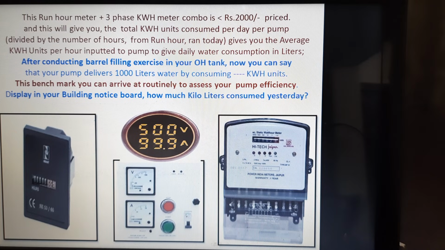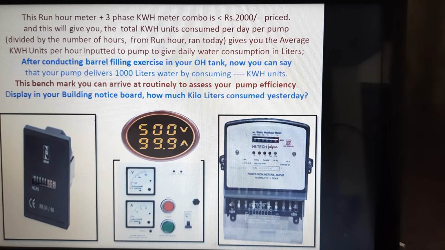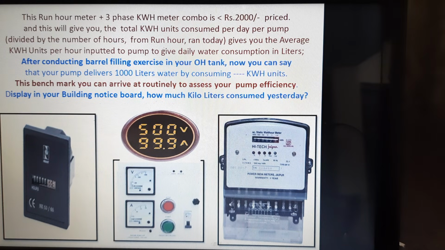You can also display this. Let us say the pump runs for 6 hours a day and has delivered almost 1000 liters. You can put on the building notice board how much was consumed yesterday, say 6000 liters. That prompts the residents or users to see how much water has been consumed, so they can take steps to reduce water consumption in their individual residences, flats and houses.